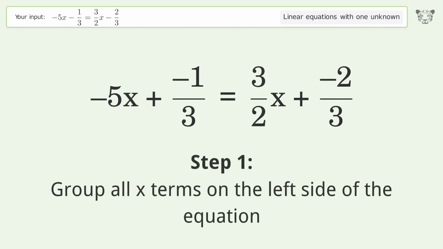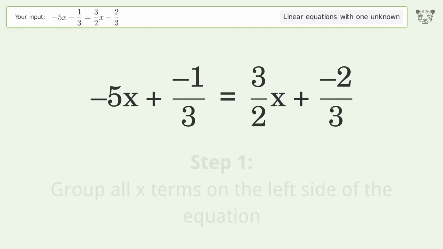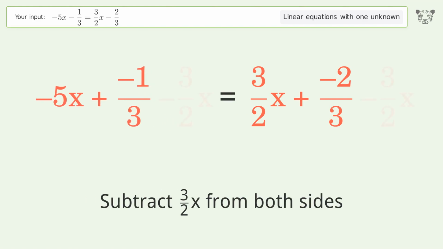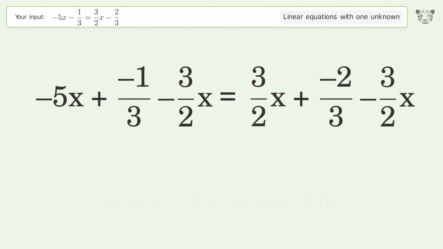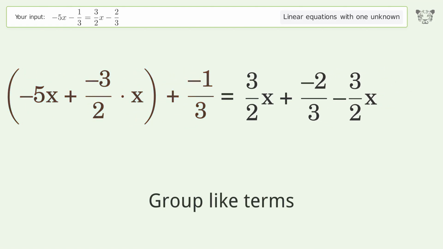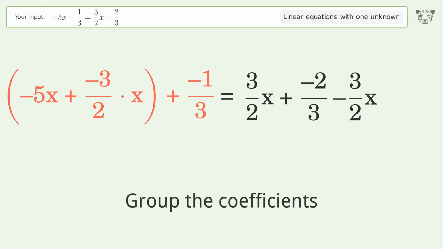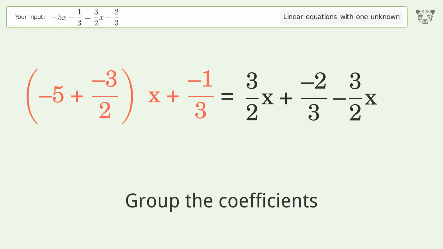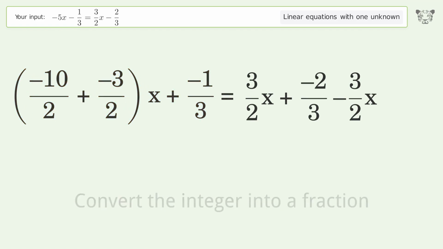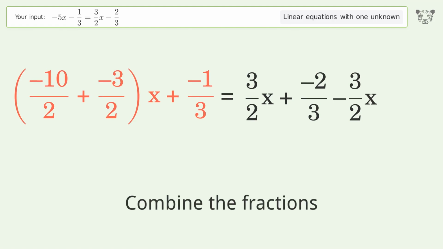Group all x terms on the left side of the equation. Subtract 3/2x from both sides. Group like terms. Group the coefficients. Convert the integer into a fraction. Combine the fractions.